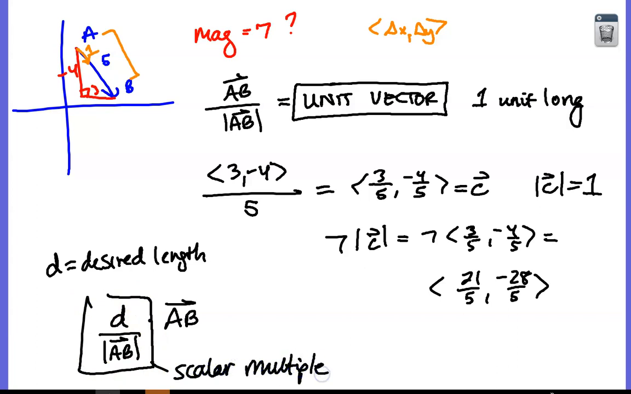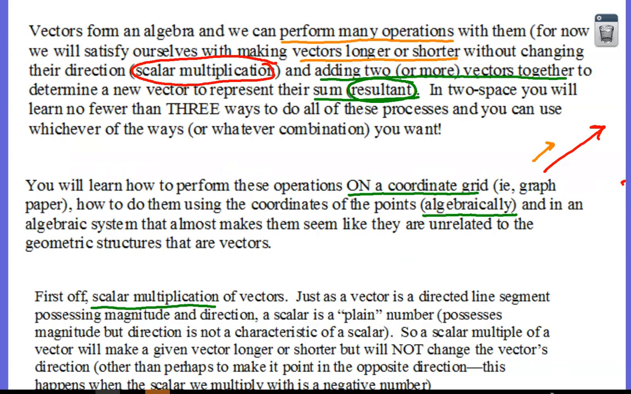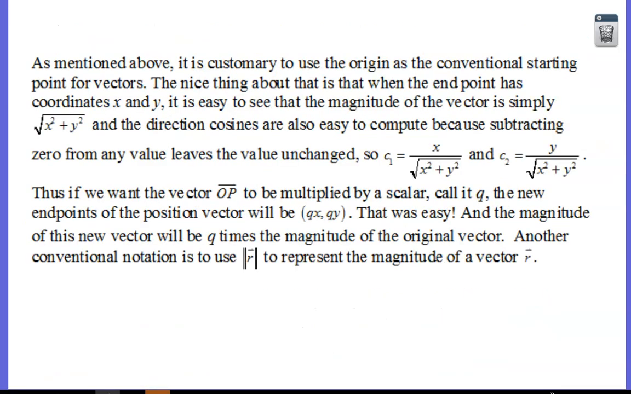Because you're just multiplying. This is just a number, guys. It's not another vector. This is just a number out front. Okay, so we did scalar multiplication. Again, this just makes my vector longer or shorter, but doesn't change the direction.